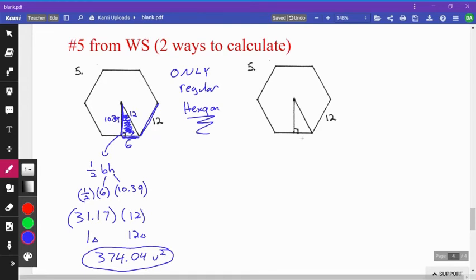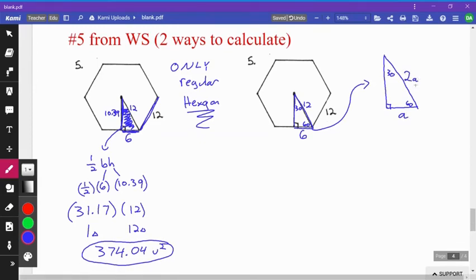Another way of doing this problem is to take a look at this right triangle here as a special right triangle, where this angle up here is 30 and this is going to be 60. So if I take a look at that special right triangle, we got to remember the sides of the special right triangle. Remember from our notes that the short leg is going to be a, the hypotenuse is going to be 2a, and the long leg is going to be a rad 3. Well, dealing with these numbers, I know that the hypotenuse is 12, the short leg is 6, so this side is going to be 6 rad 3.